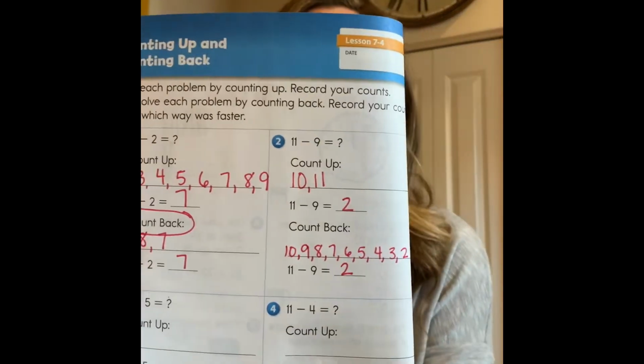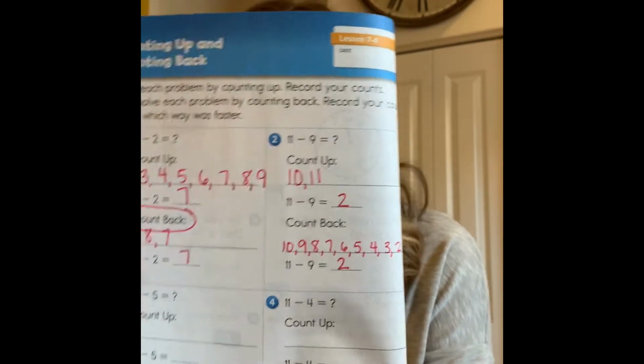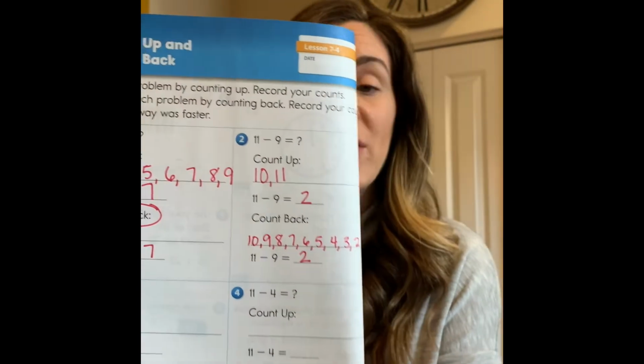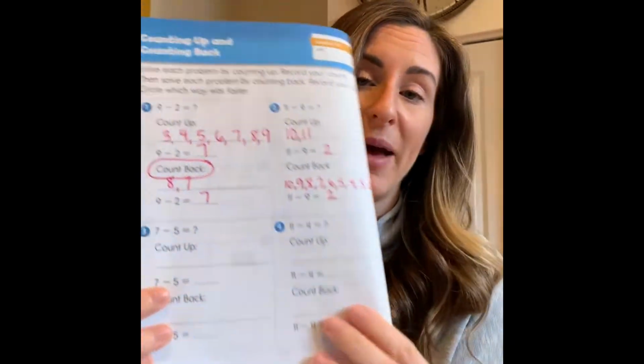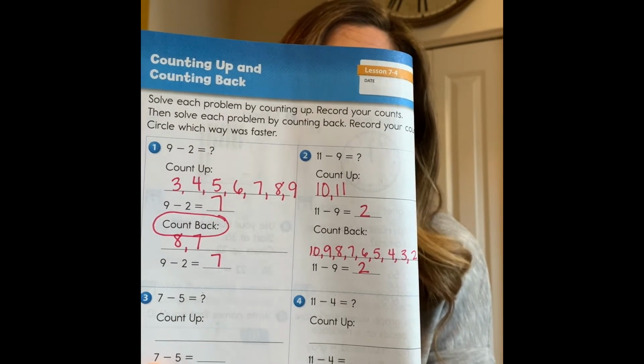We have to write all the numbers that we said when we were counting back. 10, 9, 8, 7, 6, 5, 4, 3, 2. And so we'll make a list of numbers by putting commas in between them. And those are the numbers that we said as we were counting back that time. Now, which method was faster? Was it counting up or counting back? Obviously, for this one, it was faster to count up because there was only 2 numbers that we had to count. So we'll circle count up for that one.